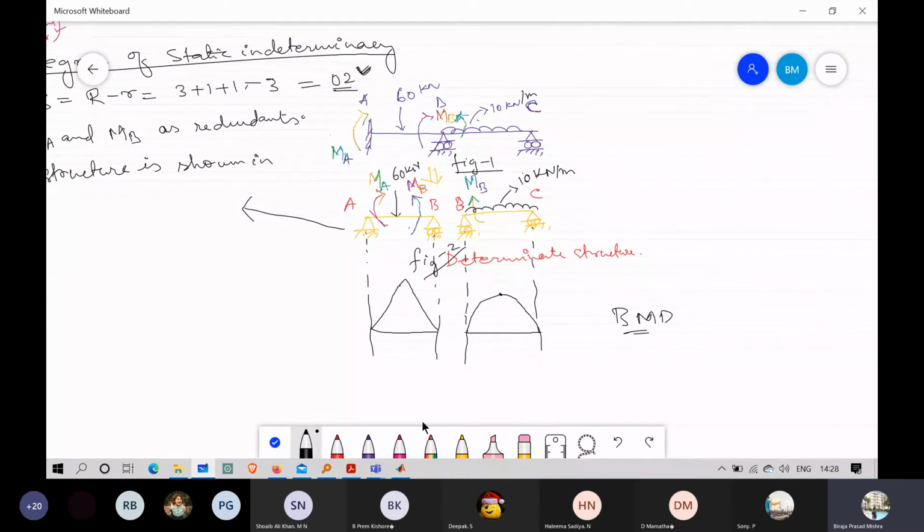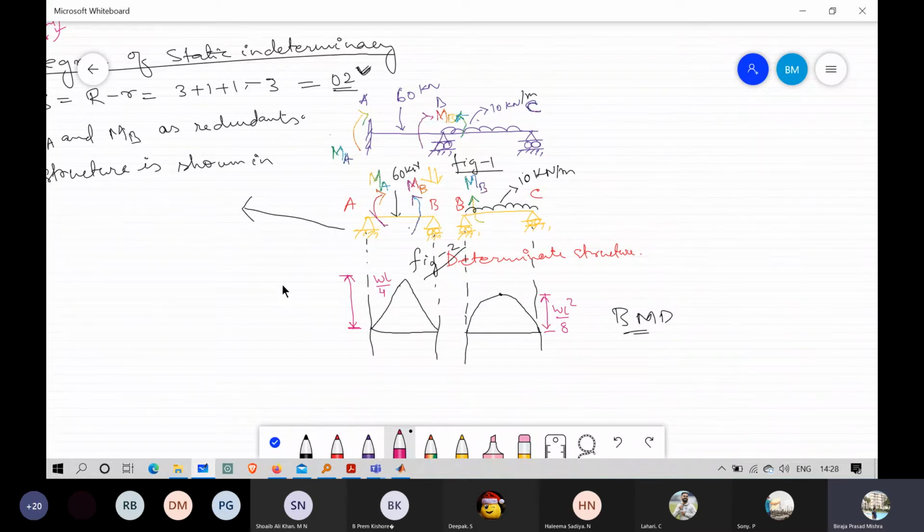Now, what will be the formula for this one? Do you remember the formula to determine the maximum bending moment? WL by 4. Yes, this is WL by 4 for the point load. And for the UDL it is WL square by 8. Right.